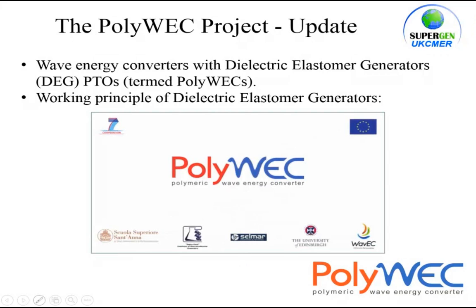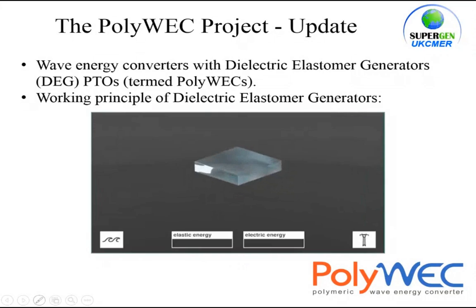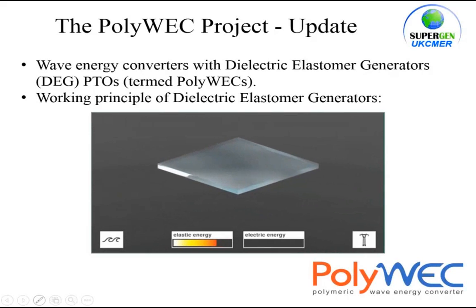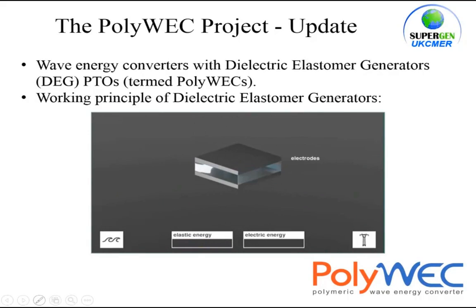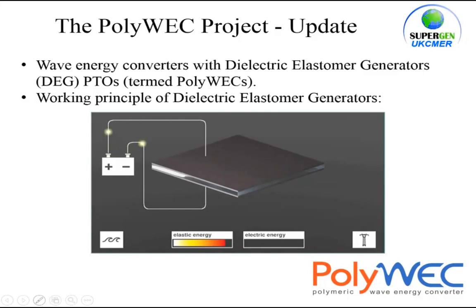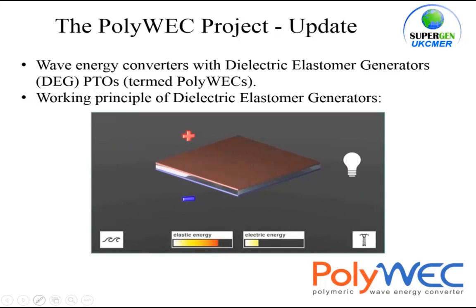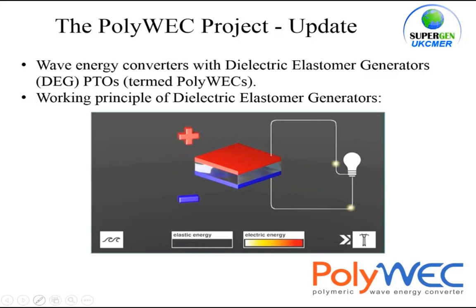So we have this video, if it's going to work. An elastomer is basically a rubber or acrylic thing that you can stretch and relax. We take compliant electrodes, we put them on top, we stretch it, we charge it, and then as we relax, the voltage increases and we discharge it. So it's basically a variable capacitor that we're using to generate electricity.